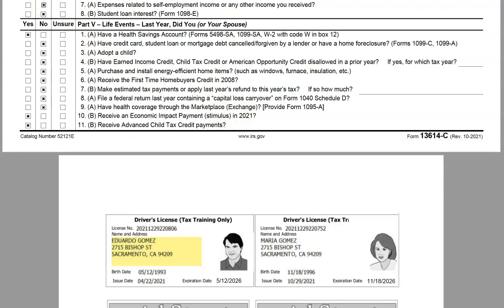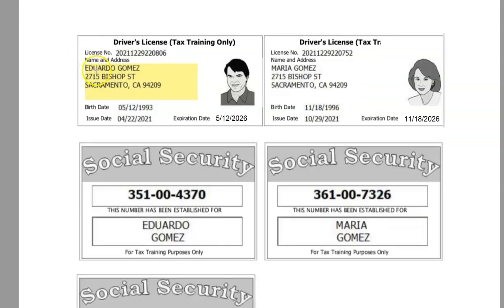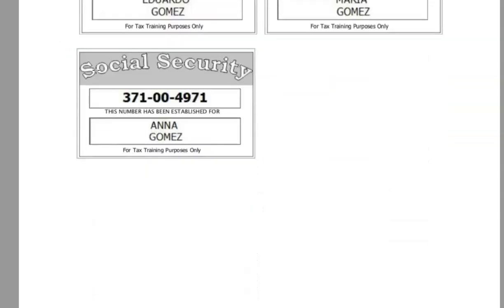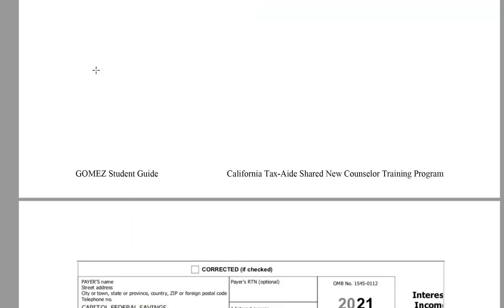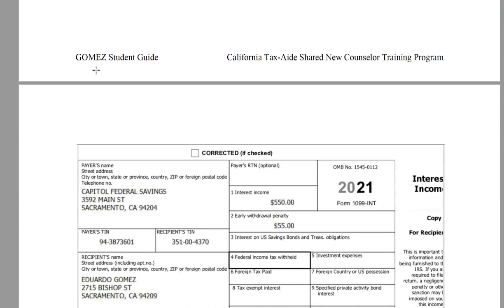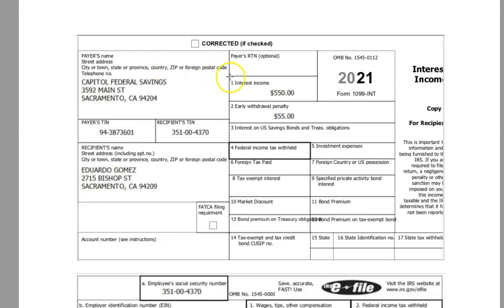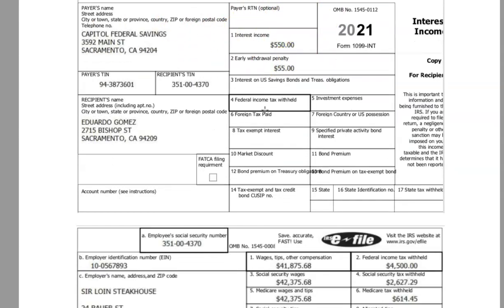how much they got. And finally, a quick scan through the documents. We have some Social Security cards, which is good because they're young. The taxpayer and spouse are young. They're not going to have Social Security benefits statements. We've got some interest income and a penalty. So this was taken out early, apparently.